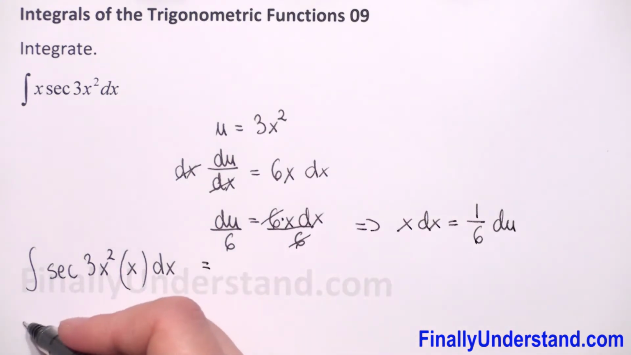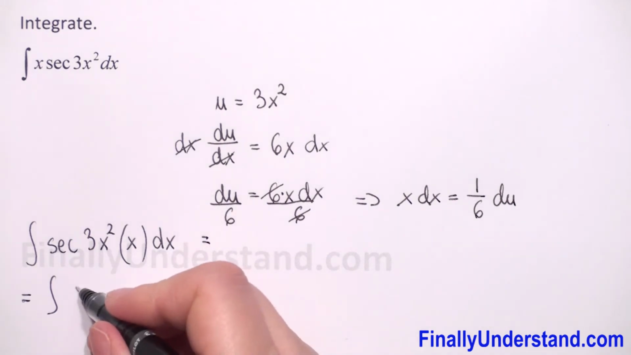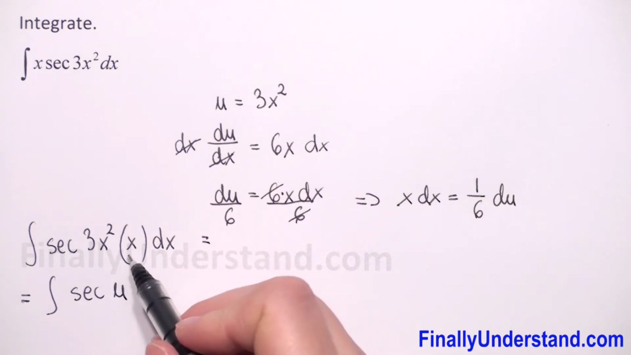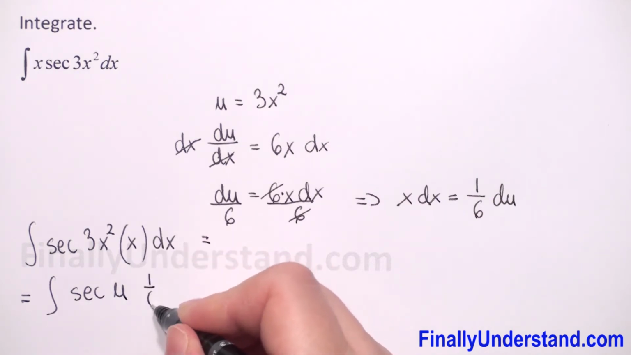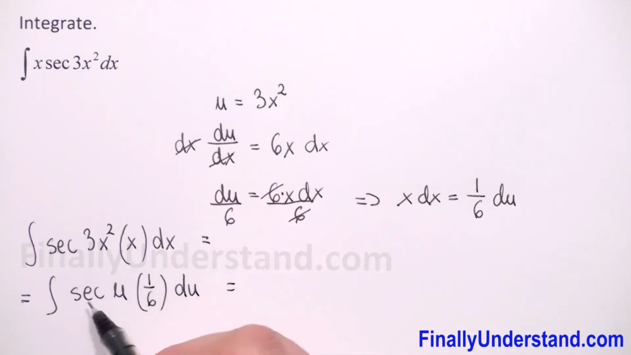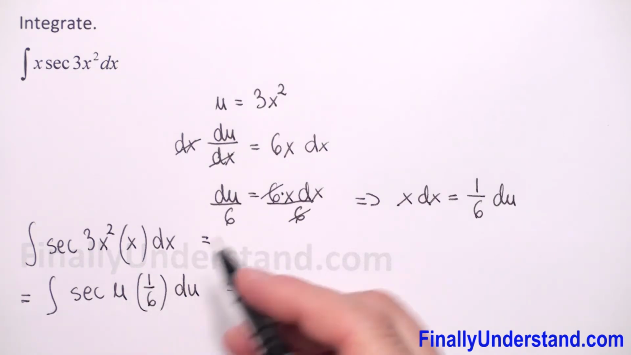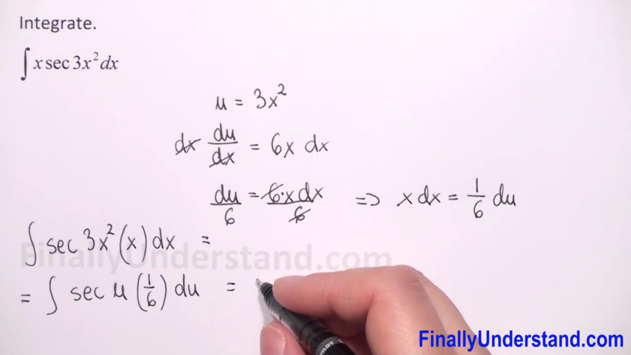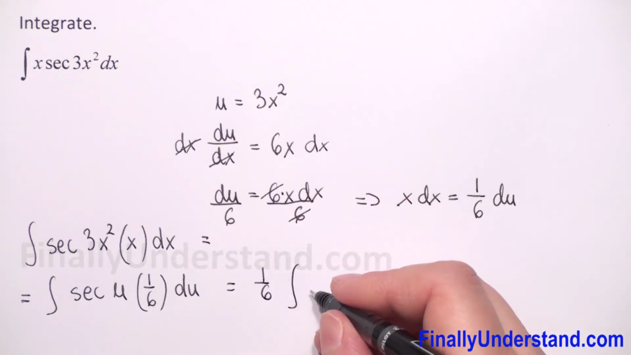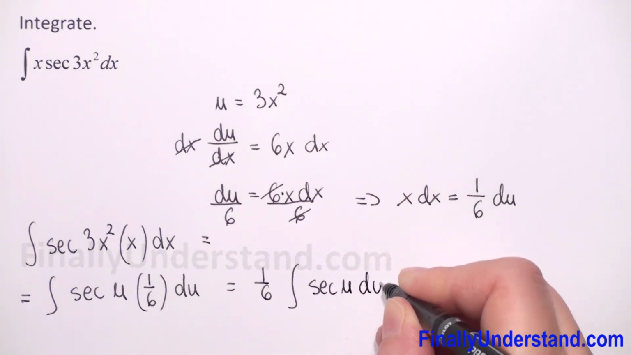So our indefinite integral we can rewrite now, and we will have secant of u, and x dx is 1 over 6. We can put in parentheses du. When we have multiplication and we have constant, we can take this constant before indefinite integral symbol. So we have 1 over 6 indefinite integral of secant of u du.